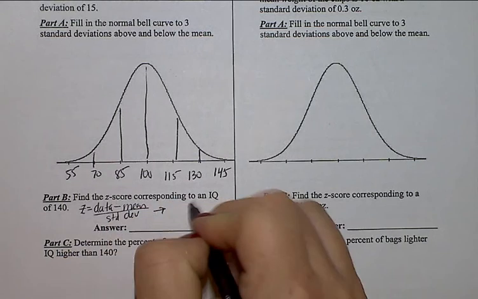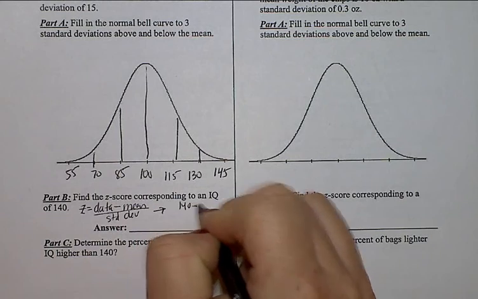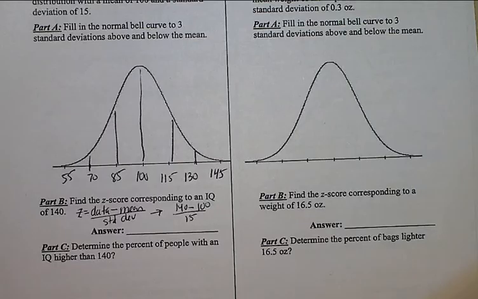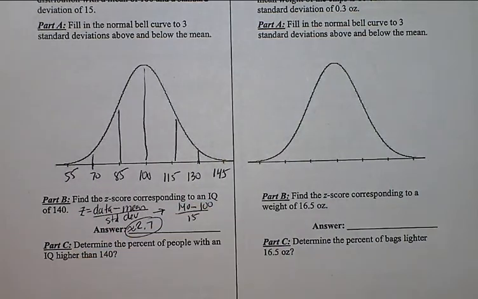Your data point is 140. The mean is 100. The standard deviation is 15. Now if they don't tell you what to round to, I would just round to the nearest tenth. So I have 40 on top divided by 15. I'm going to round it to 2.7. Approximately 2.7.